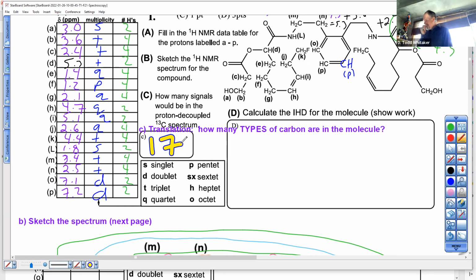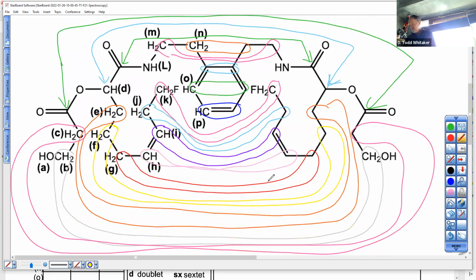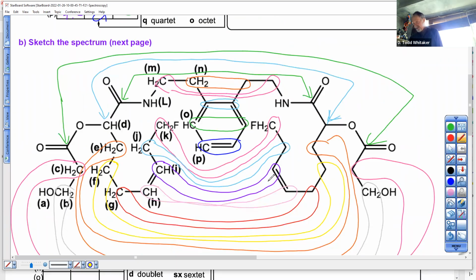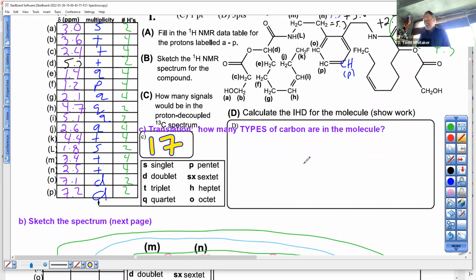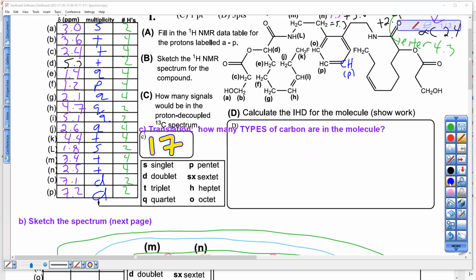So isn't every carbon part of symmetry in this molecule? There's not a single carbon that wasn't part of symmetry. So, hey, can you tell me how many carbons are in this molecule, please? If there are 17 types of carbon and there's duplicates of each carbon, how many carbons are in the formula? 34. Yes, C34.